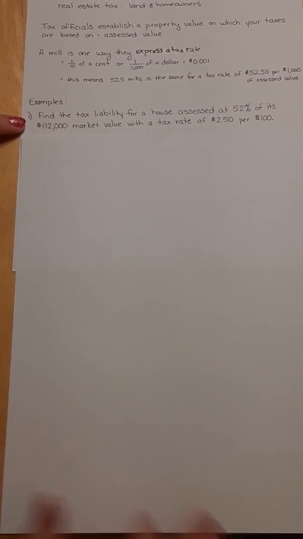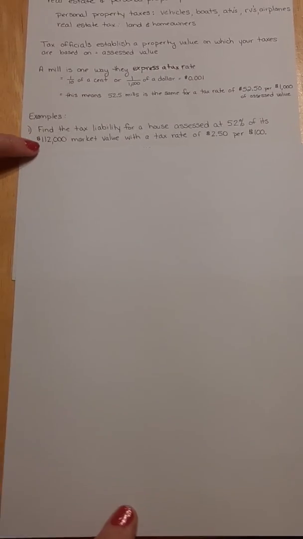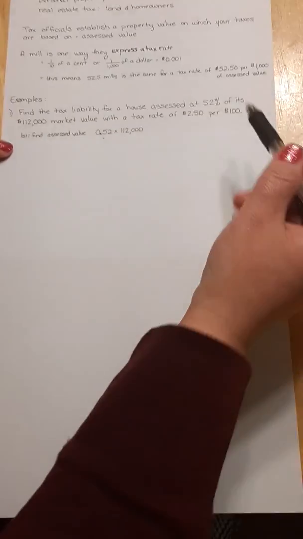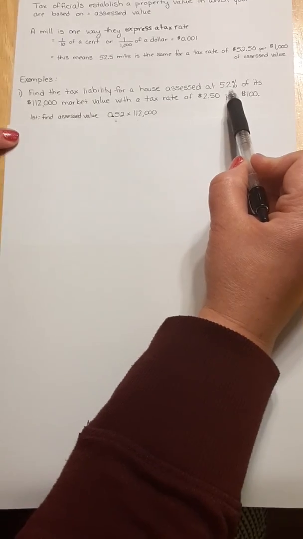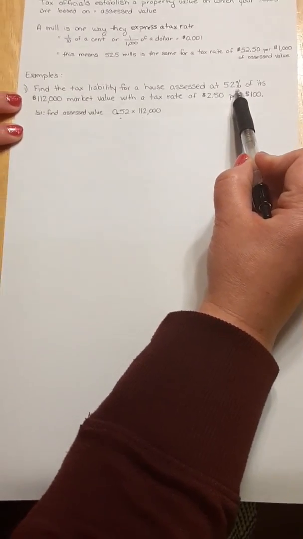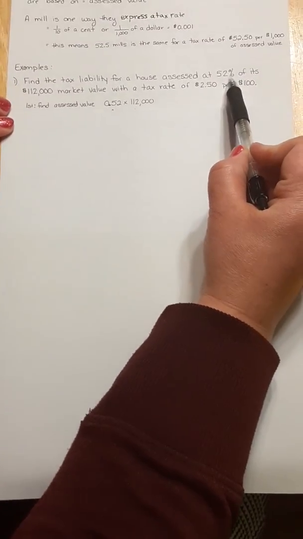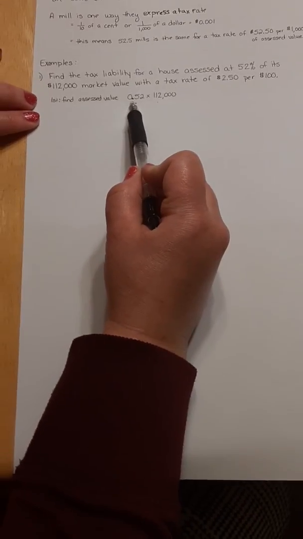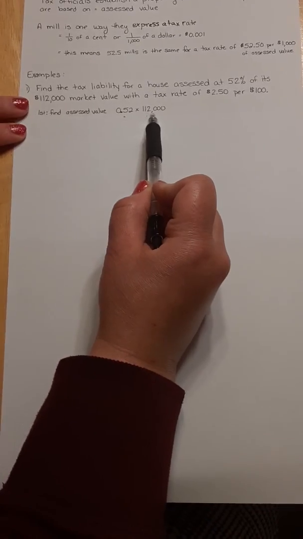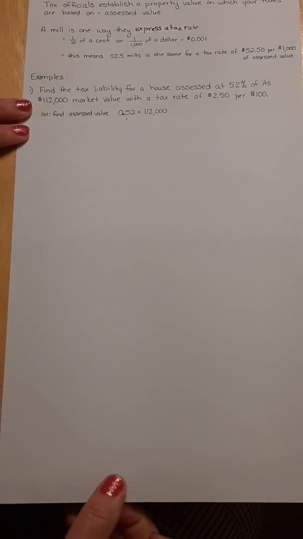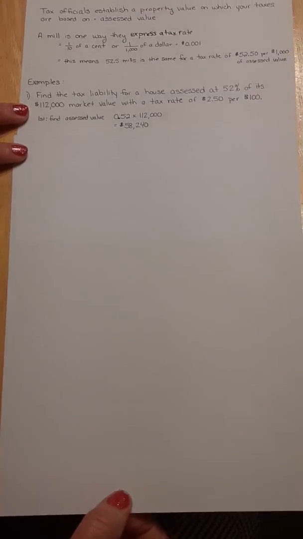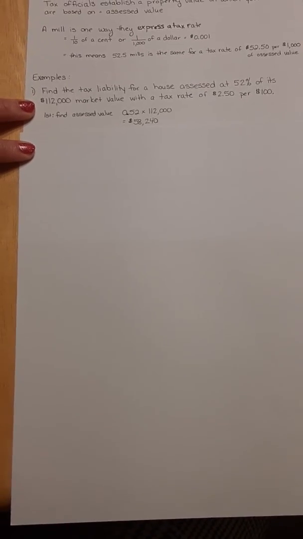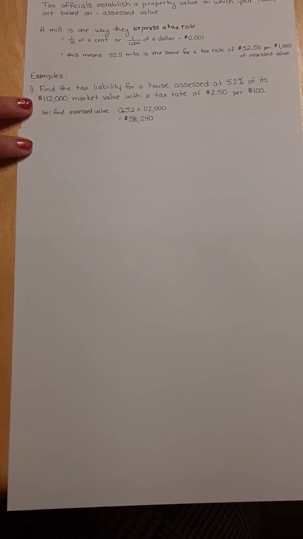So the very first thing we have to do in this example is go ahead and find what our assessed value is. And this is where that percent comes into play. It says it is at 52% of its market value. So I'm going to take that 52%, change it to a decimal by moving it 2 spots to the left, and then multiply it by my market value of $112,000. So that gives me the assessed value of $58,240. That is the value now that we're going to use for finding our taxes.